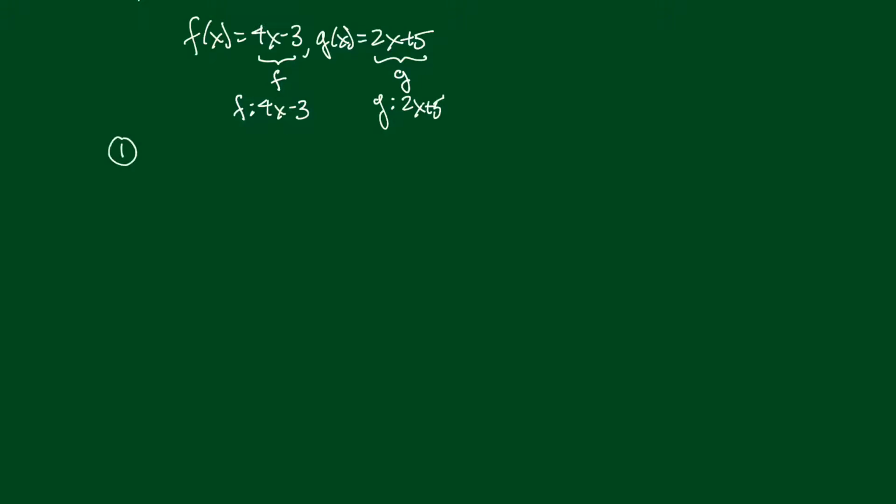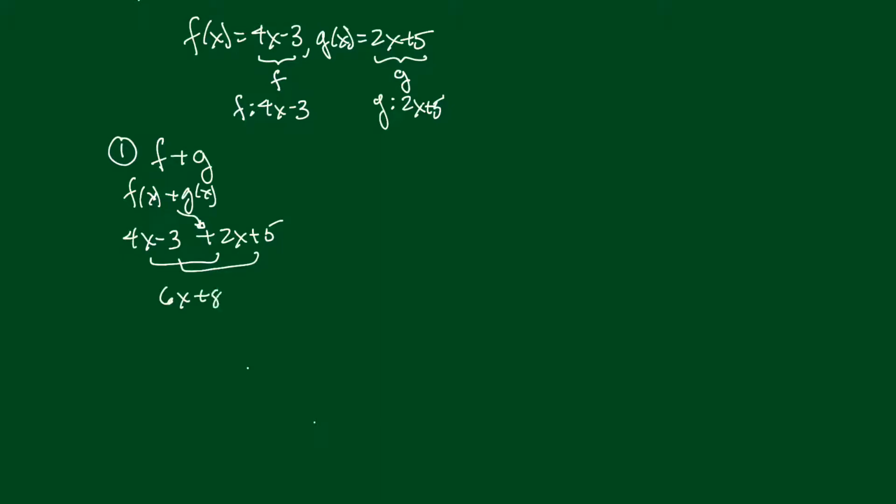Now in problem number 1, what we want to compute is f plus g. So you might be thinking, okay, this is f of x plus g of x. Now f of x is 4x minus 3, plus g of x, which is 2x plus 5. Now let's combine terms. We'll get 6x plus 8. Okay, there we have it. Now the name of that function, that's a rule for converting inputs into outputs, is f plus g.